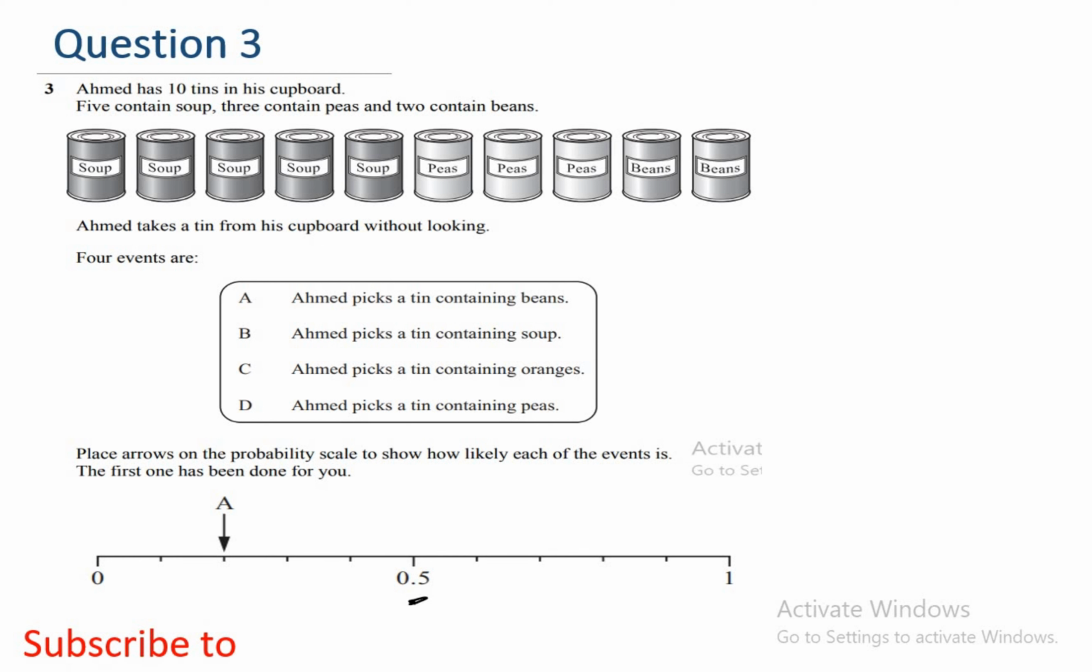If this is 0, then this must be 0.1, 0.2, 0.3, 0.4. This is 0.5, then this will be 0.6, and so on till you get to 1. A has been placed. Let's place B at the right place. What's the probability that Ahmed picks a tin containing soup?